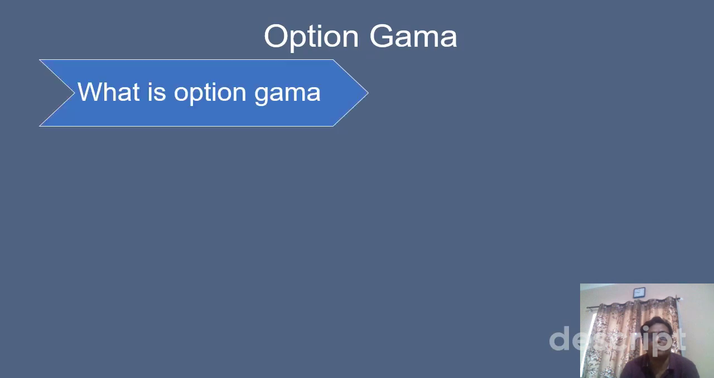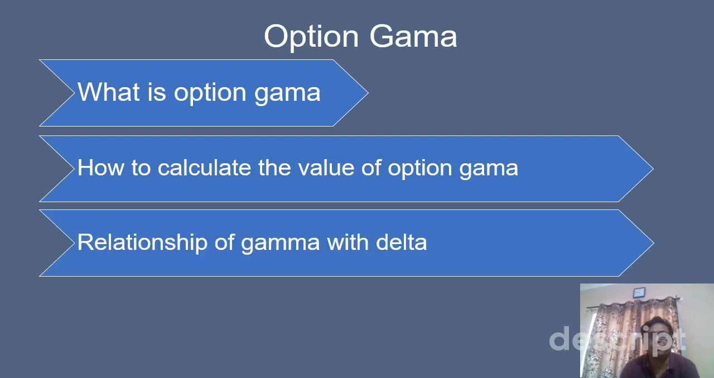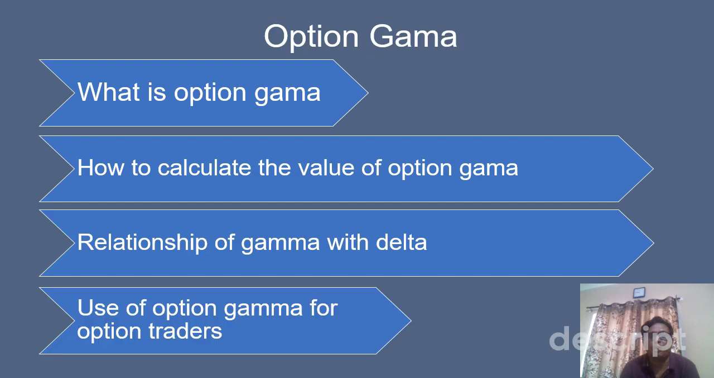As gamma indicates the sensitivity of delta to change in the underlying asset spot price, gamma assumes high importance in risk management. We'll cover the following areas. What is option gamma? How to calculate the value of option gamma? Relationship of gamma with delta? Use of option gamma for option traders.